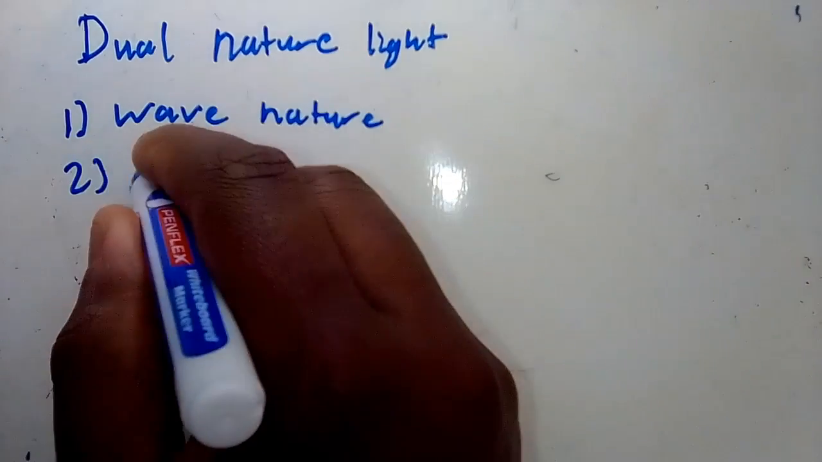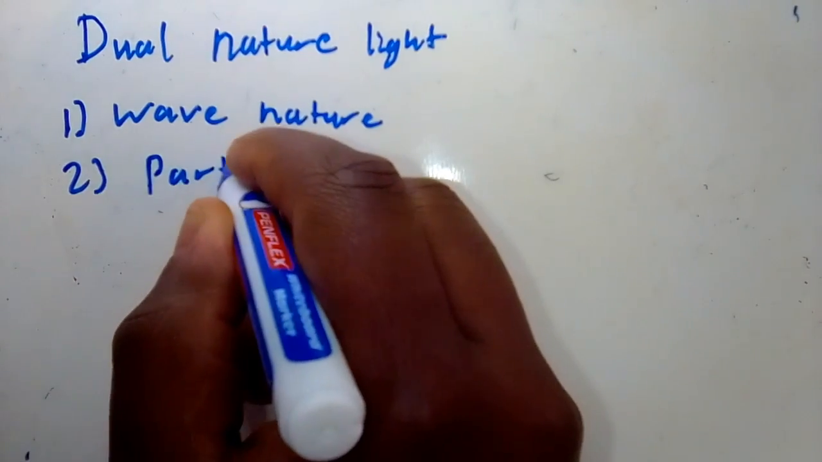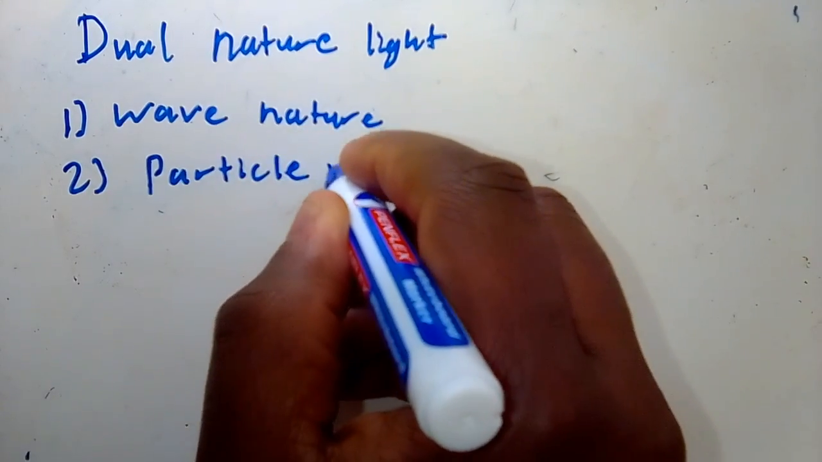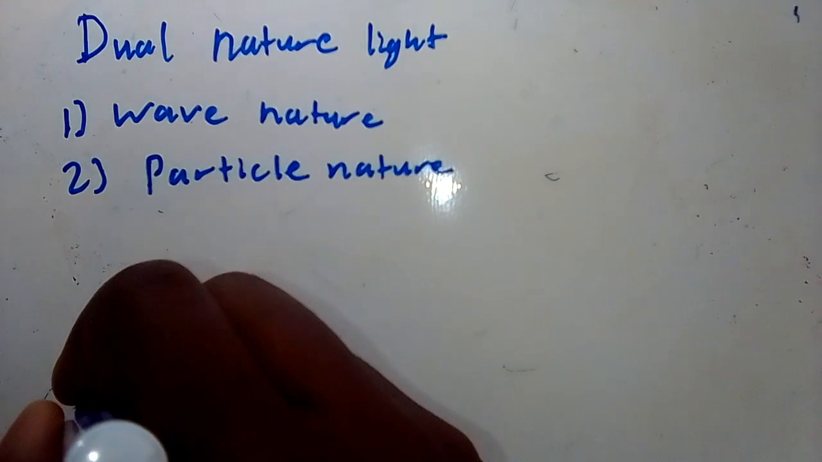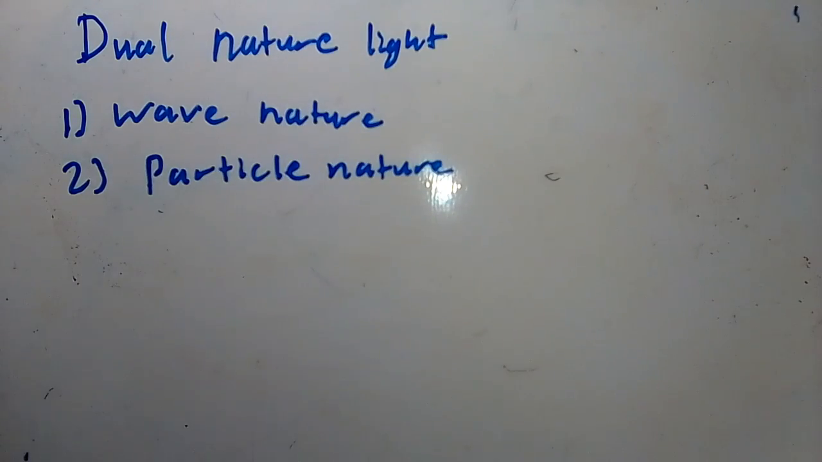There is also the particle nature of light. So light behaves in two ways. There's the wave nature of light, and there is the particle nature of light.